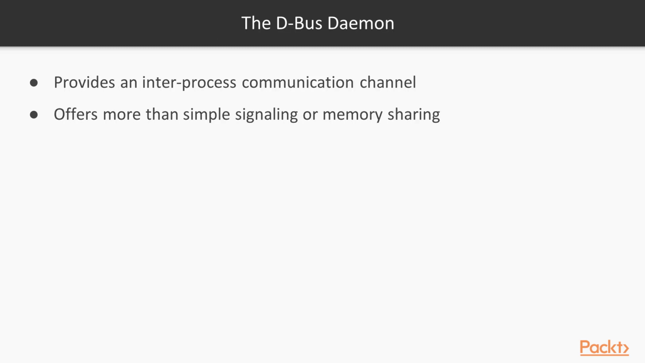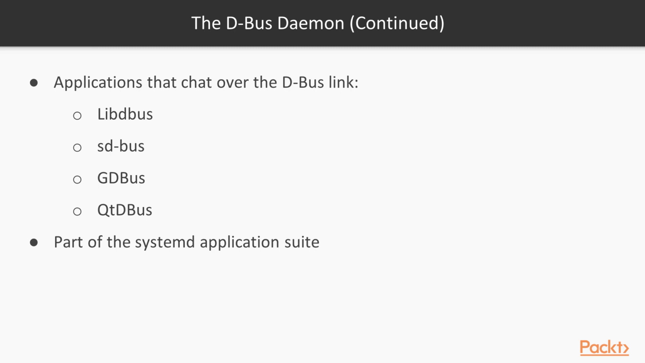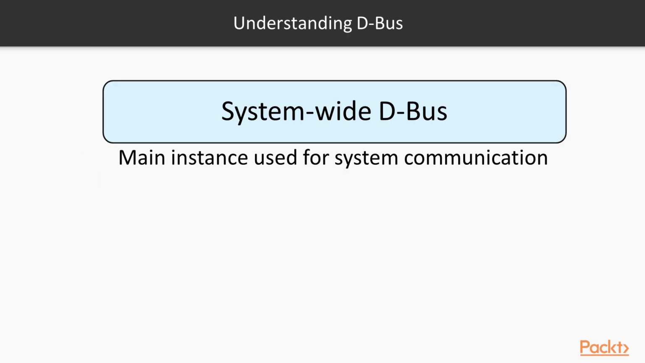The dbus daemon provides an inter-process communication channel between applications. Unlike the traditional IPC methods, dbus is a high-level communication channel that offers more than simple signaling or memory sharing. Applications that want to chat over the dbus link with one of the many dbus-compatible libraries, such as libdbus, sdbus, which is part of systemd, gdbus, and qtdbus. The dbus daemon is part of the systemd application suite. Before we move further, let's first understand dbus.